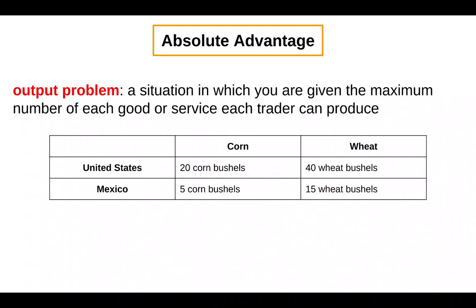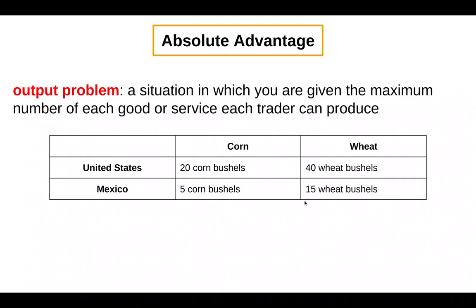Now, most of the time when you're dealing with absolute advantage, comparative advantage, and terms of trade problems, you're typically given a table like what I have here on the screen. And you're going to be given two traders, in this case, the United States and Mexico, and you're going to be given two goods or services, in this case, corn and wheat.